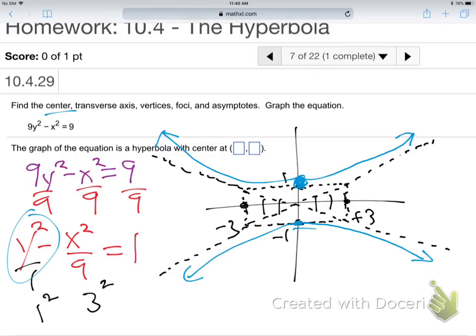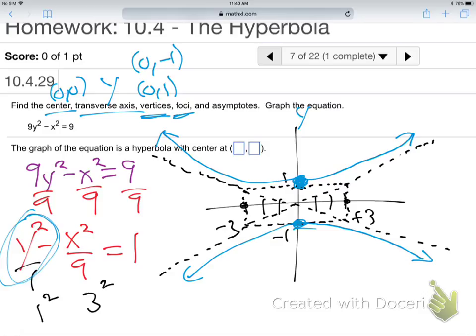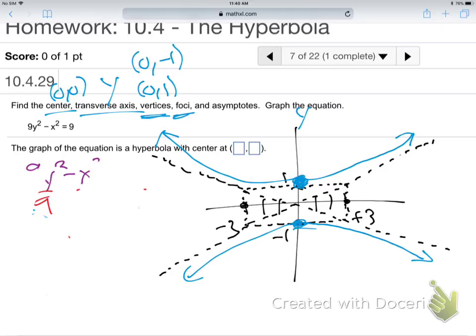So what's next? What do they want? They want the center, they want the transverse. So what's the center? It's 0, 0. What's the transverse axis? What axis does it hit? The y-axis on this one. Whoever's in the front is the transverse axis. Y is in the front. Okay, what are the vertices? What are the places it hits the axis? Here and here. Over 0, up 1, over 0, down 1. Those are the vertices. What are the foci, the two focus points? Did you find those? Let me get this out of the way. Yeah, so you have to do the little focus equation, the Pythagorean.